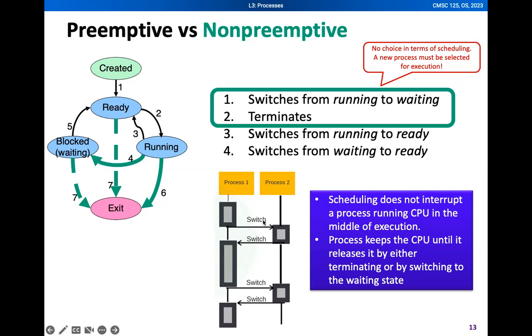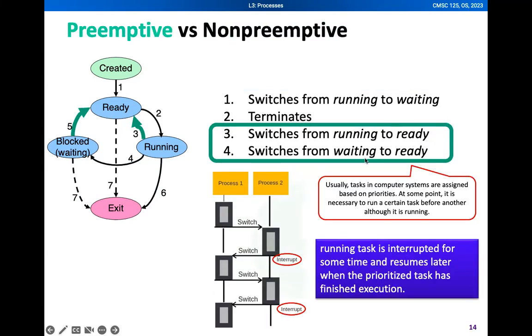Okay, so as you can see here in the figure, we have two processes. After a certain time, process 1 is done executing, it switches into process 2, and then it switches again, until both of them are done executing. But we can see that the scheduling does not interrupt a process running in the CPU. At this point, it will continue executing. It will not be interrupted. It will keep on running until the CPU releases it by either terminating or switching to the waiting state. Okay, so what about the third and fourth situations?